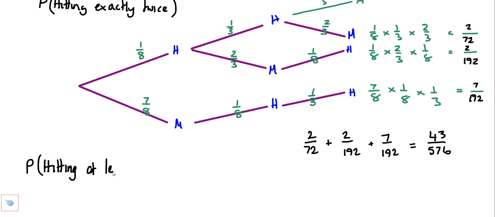Hitting at least once. So what we're looking for is 1 minus the probability of not hitting at all, the probability of hitting 0 times. So what is the probability of hitting 0 times? Is it the same as before or different?